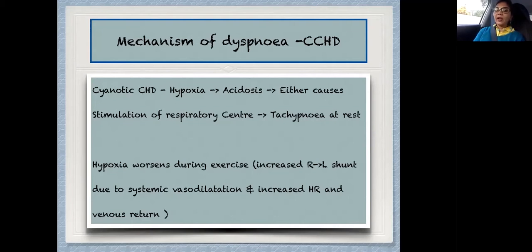at rest. And you know that hypoxia worsens during exercise because the right to left shunt increases due to systemic vasodilatation and increased heart rate and venous return. And that is how hypoxia worsens during exercise.